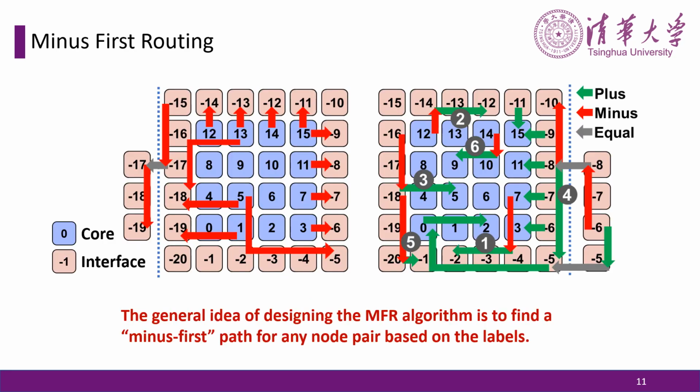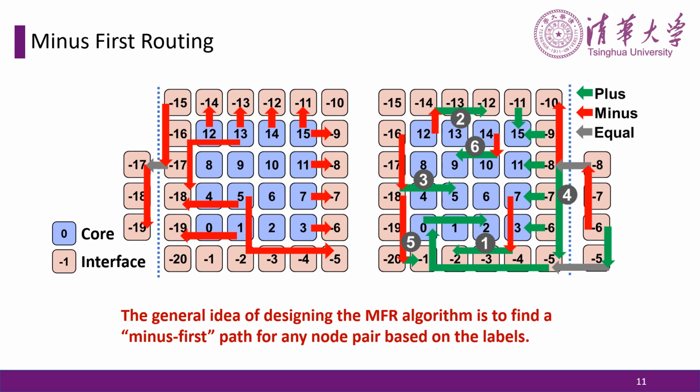After introducing the interconnections, I'd like to show you the routing design. First, I will introduce some necessary concepts. A physical or virtual channel from a larger-label node to a smaller-label node is called a minus channel. A physical or virtual channel from a smaller-label node to a larger-label node is called a plus channel. A physical or virtual channel connecting nodes of the same label is called an equal channel. In the figure, red arrows are minus channels, and green arrows are plus channels.